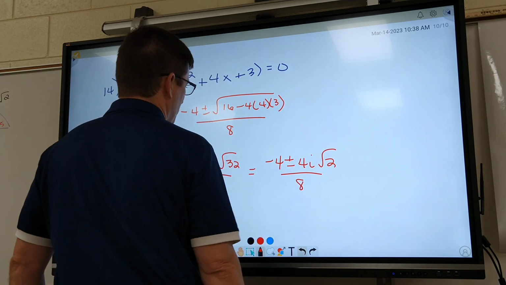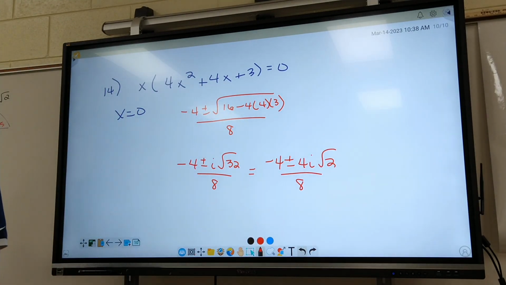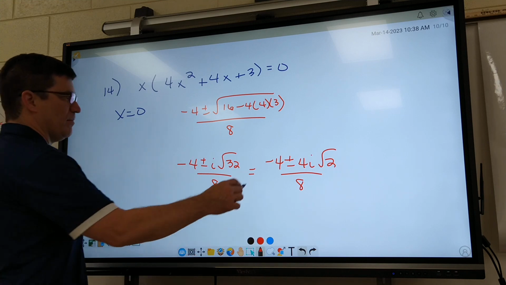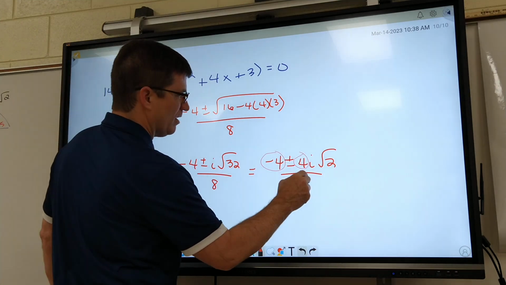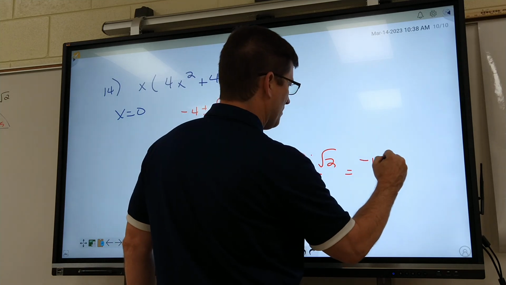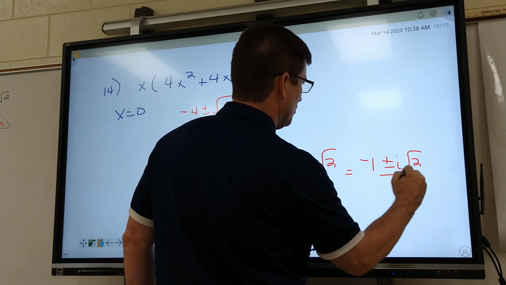All right, so my calculator broke down 32 into 4 root 2, correct? So now what do I divide everything by? Yep, divide by 4, divide by 4, divide by 4. Negative 1 plus or minus 1I root 2 over 2.